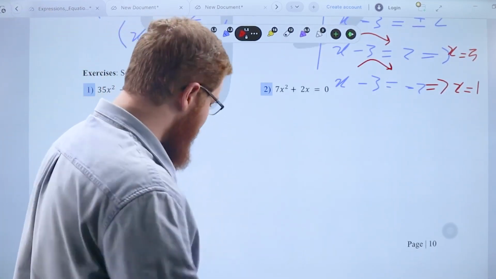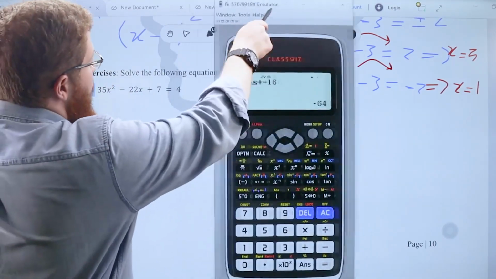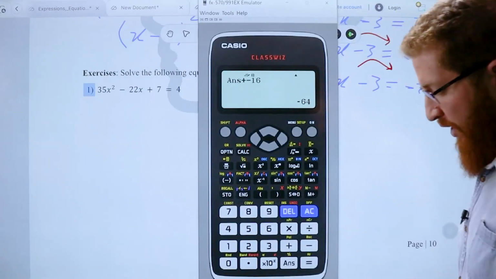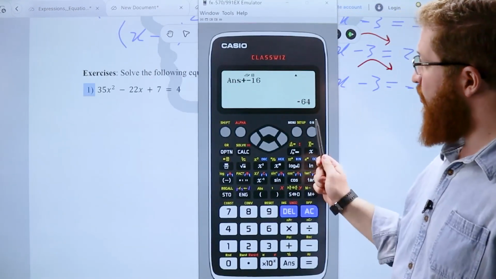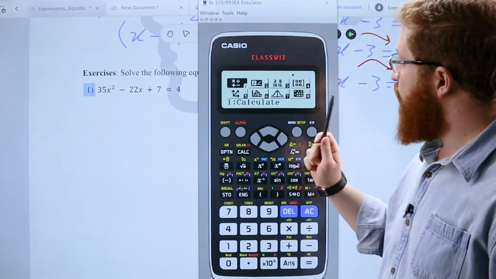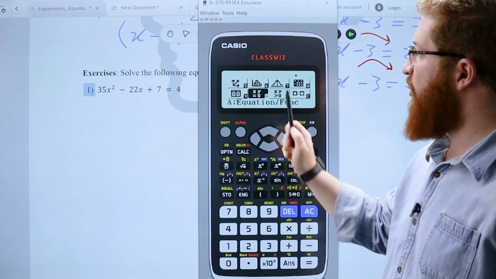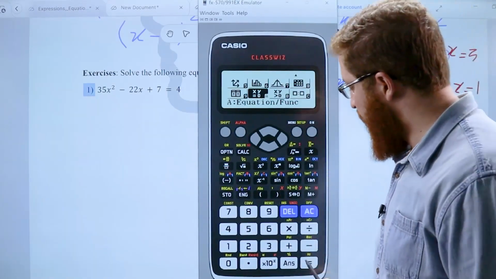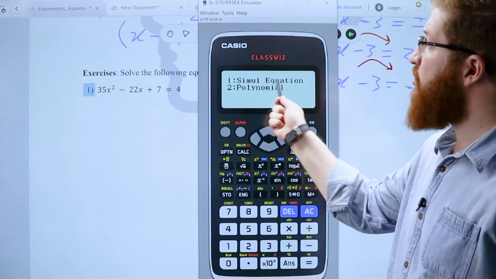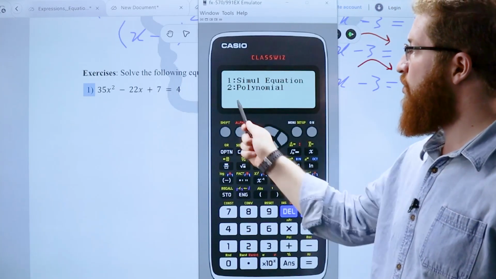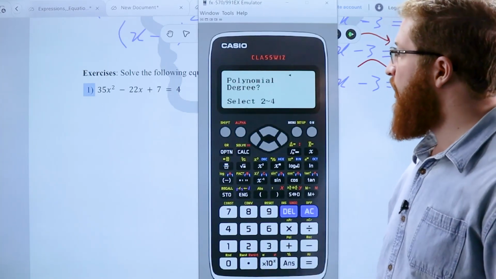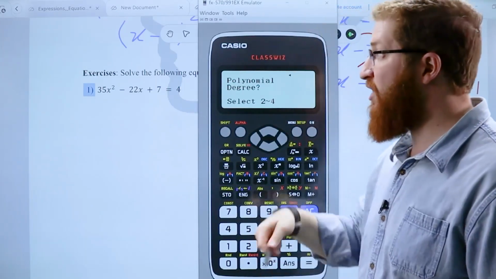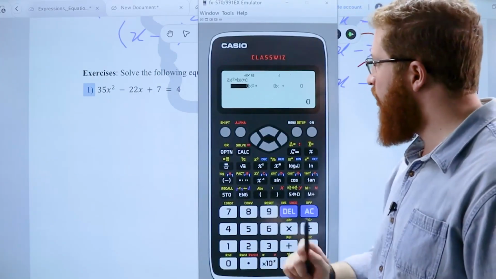Let's use the calculator, what we will be using mostly in this course. Okay, how do we solve quadratic equations? First, you have to do the equation setup, the same one we were using while solving the set of equations. First of all, we don't choose the simultaneous equations, we use the polynomial 2. Polynomial degree, this is of the second degree because I have x squared. If I have x cubed, I will put 3, but I have the second degree.